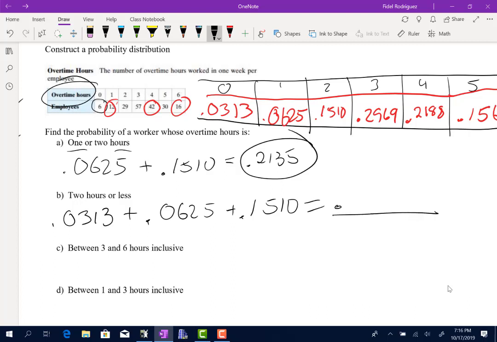I'll give you a hint. Point something. Right? We know it's going to be point something. 0.2448? Okay, there we go.